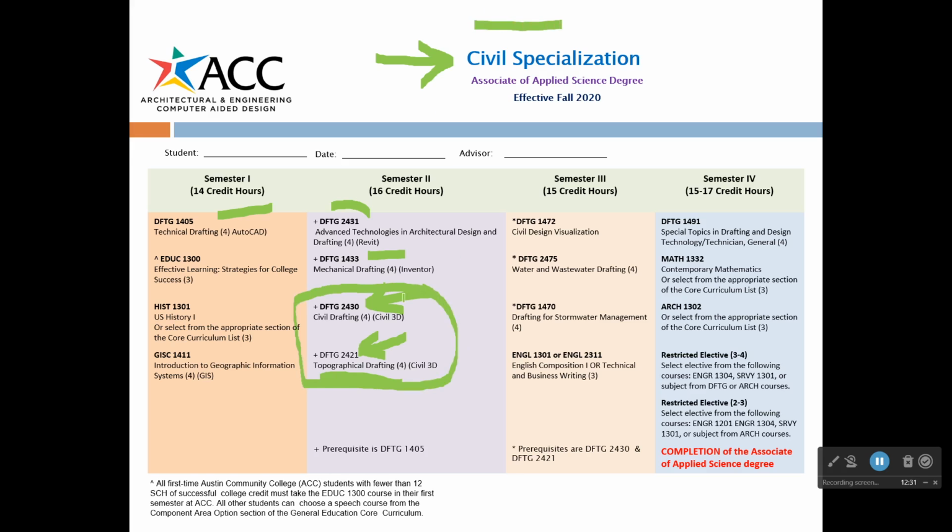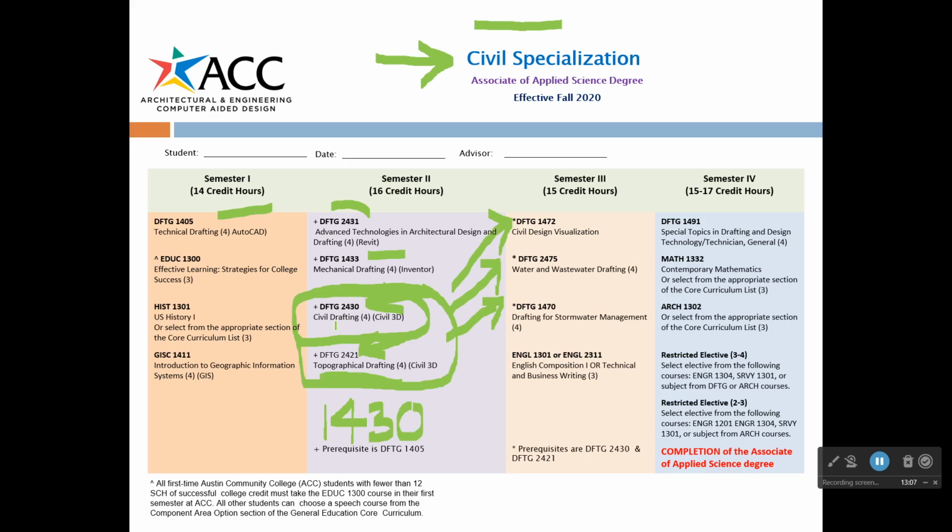And the reason why you want to take both of those probably is because in the third semester, both of those courses are the prerequisites for some courses that you can take in the third semester. Now, one thing I want to point out to you guys is that Dftg 2430, which is the Introduction to Civil Drafting, I don't know when this is going to go into effect, but its course number is going to change, and it's going to become Dftg 1430 instead of 2430.